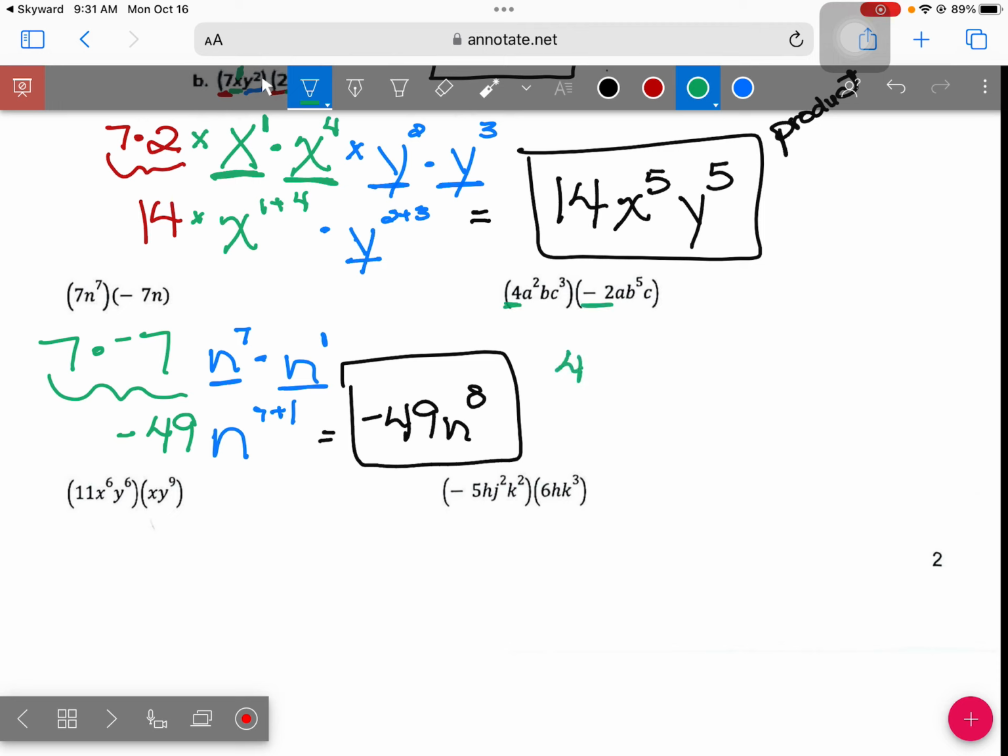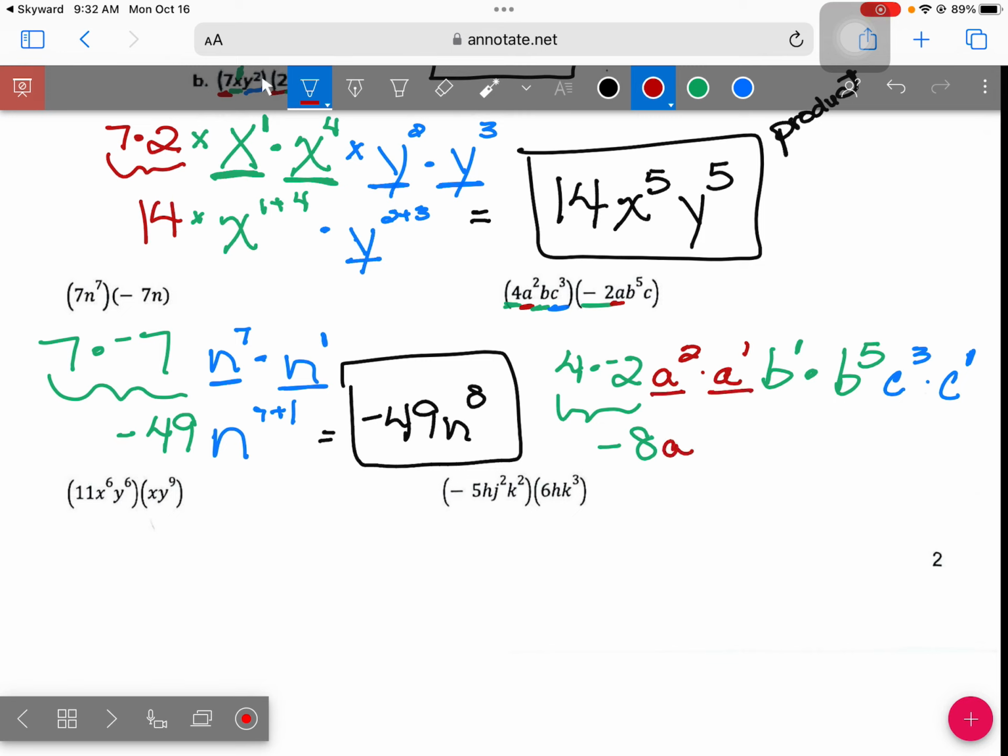So I got 4 times -2. I've got a to the 2nd times a, put a 1 on it. I've got b with no exponent, put a 1 on it. Times b to the 5th. And then I have c to the 3rd times c, no exponent, put a 1 on it. All right. 4 times -2 is -8.